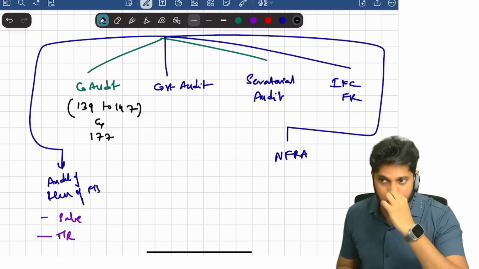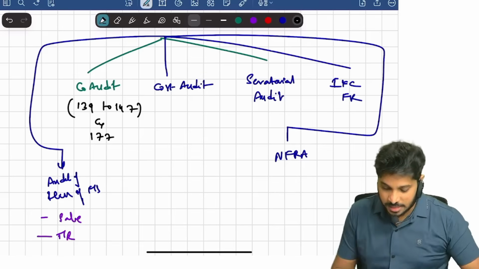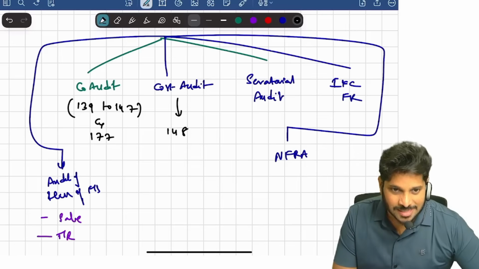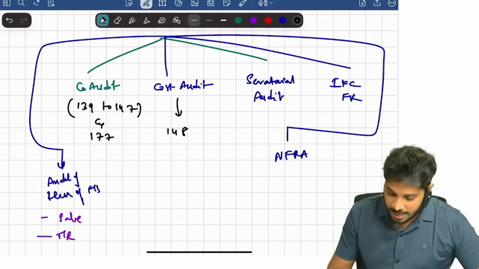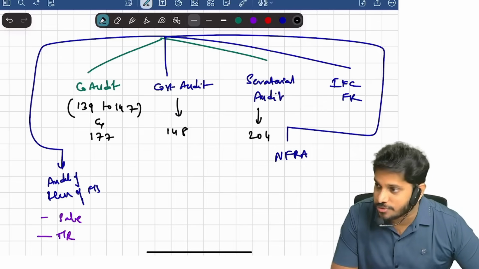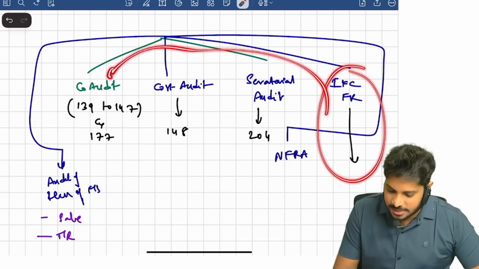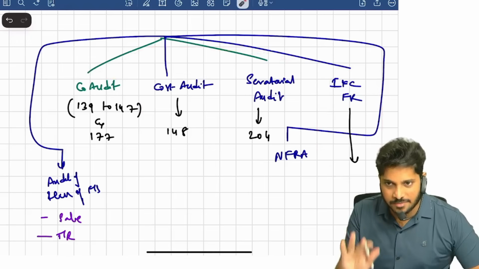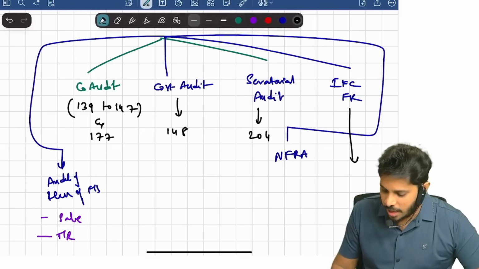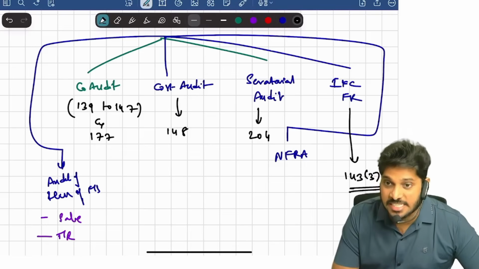And 177 also talks about the audit committee, which is related to audit provisions. Then cost audit. There is only one section in the Companies Act that deals with cost audit, that is 148. And for secretarial audit, there is only one section, 204. Then IFC discussion will come under IFC. IFC, financial reporting, is actually section 143(3)(i). This is the main section for that.